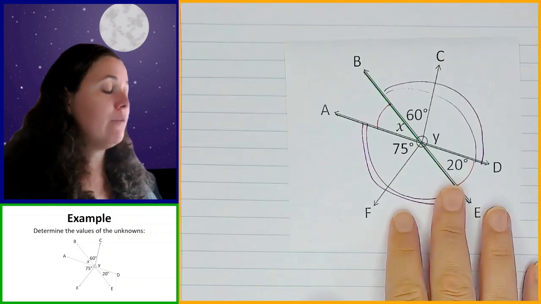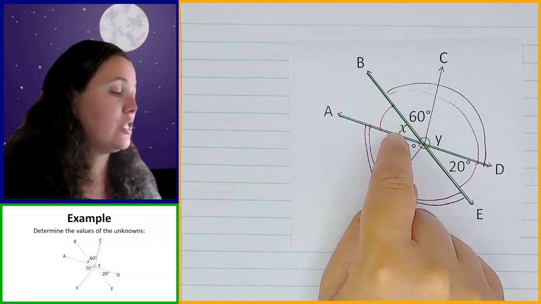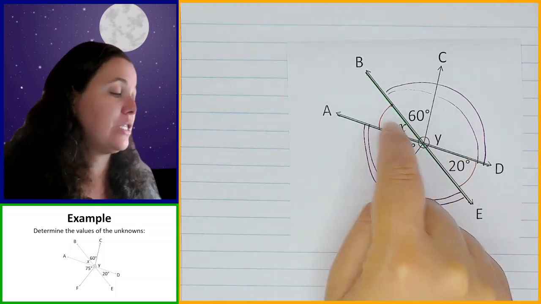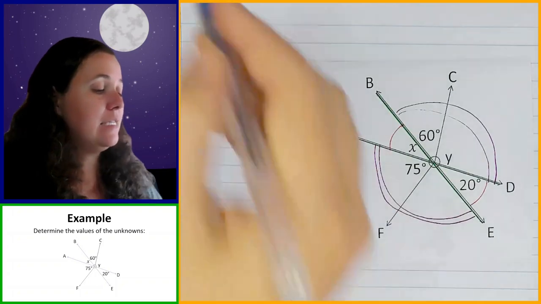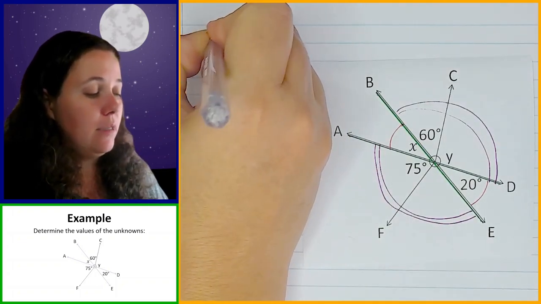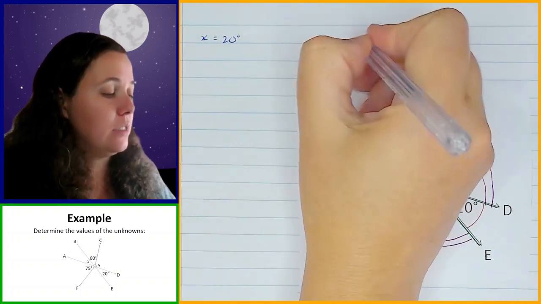What I'm going to do now is first work out the value of x. x is this over here, and it is directly opposite, or vertically opposite, the 20 over here. So I'm going to say x is equal to 20 degrees. And my reason is vertically opposite angles.